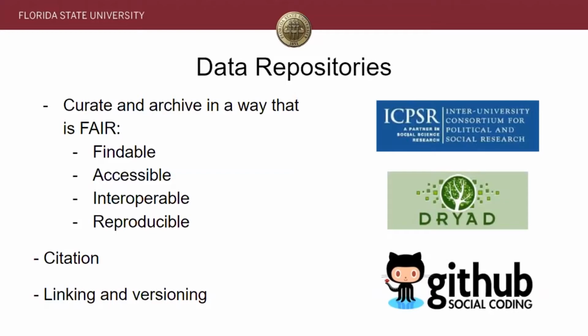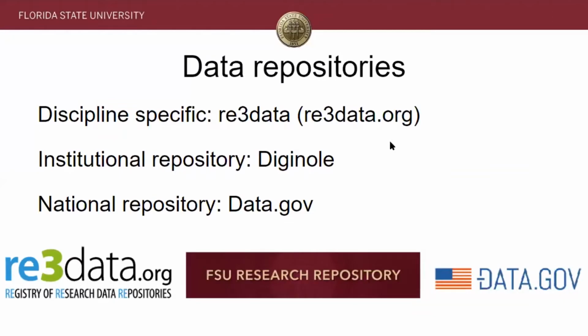Interoperable means that metadata uses an accessible and broadly applicable language. And then reusable: data and collections have clear usage licenses and provide accurate information on provenance. So just some examples of repositories.